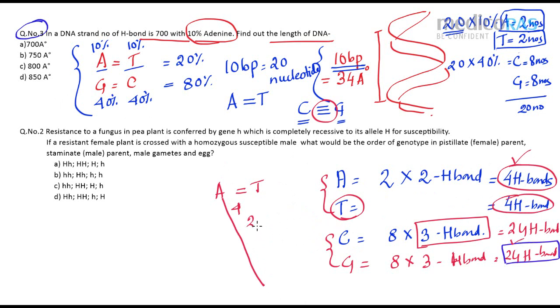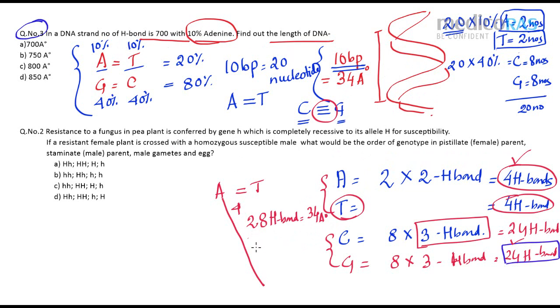Total how many hydrogen bonds do I have? 28 hydrogen bonds I have. And we are considering what? 10 base pairs. So for one strand, how many hydrogen bonds am I getting? 28 hydrogen bonds. And what is the length of that DNA? It is 34 angstrom.